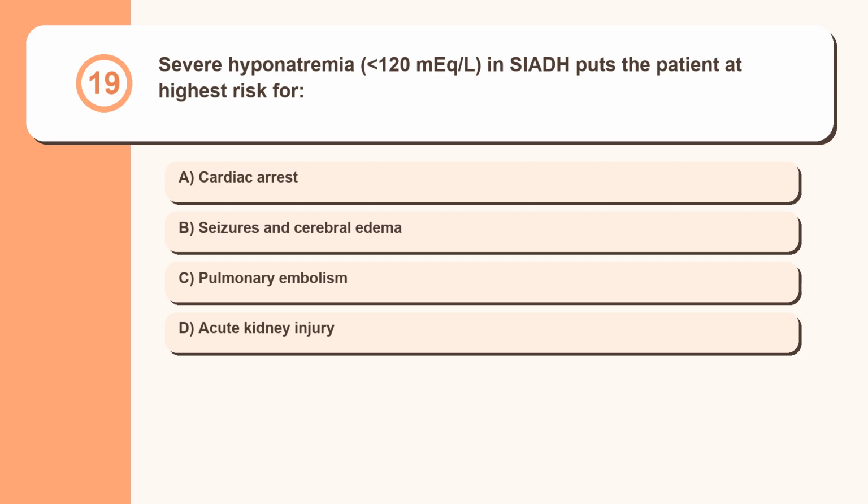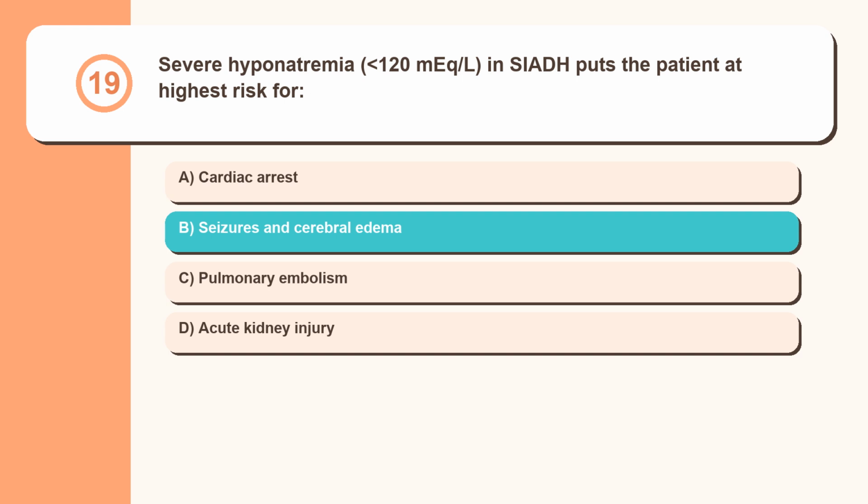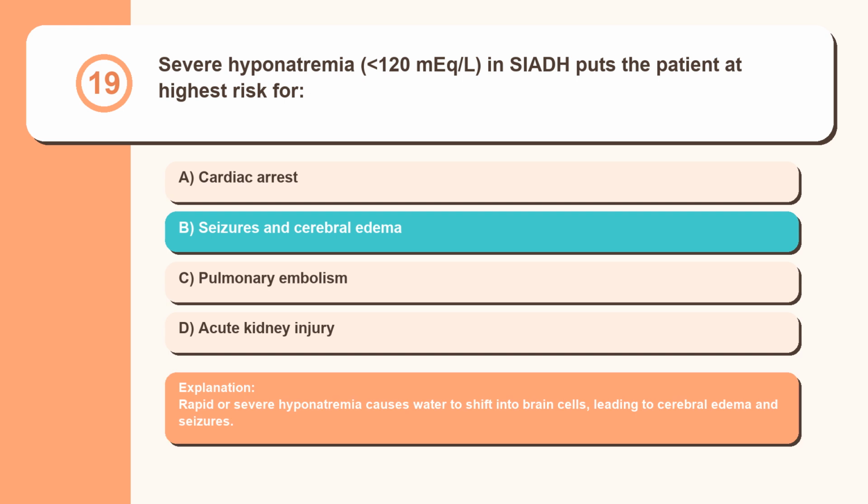Question 19. Severe hyponatremia, 120 mEq/L, in SIADH puts the patient at highest risk for cardiac arrest, seizures and cerebral edema, pulmonary embolism, acute kidney injury. Rapid or severe hyponatremia causes water to shift into brain cells, leading to cerebral edema and seizures.